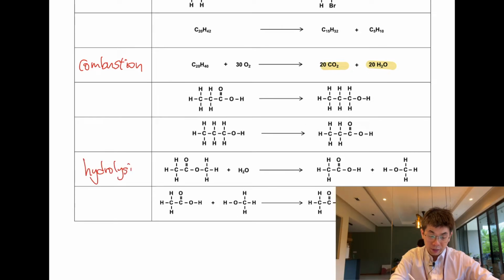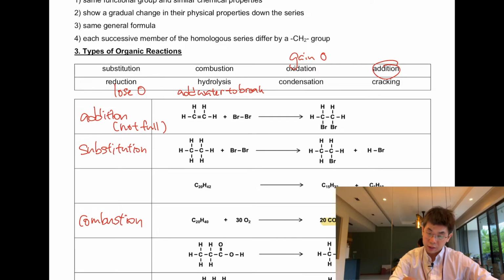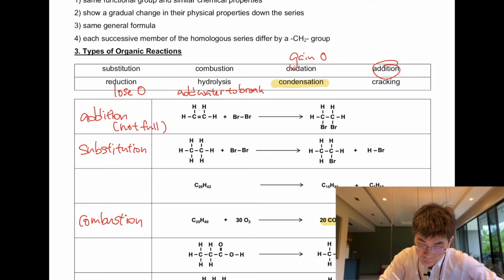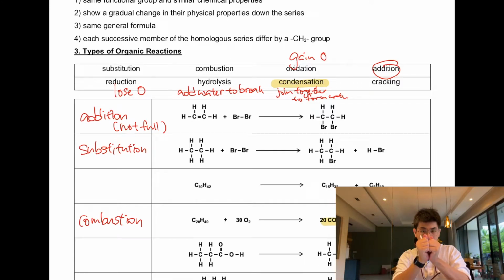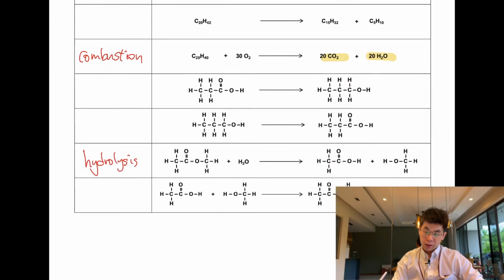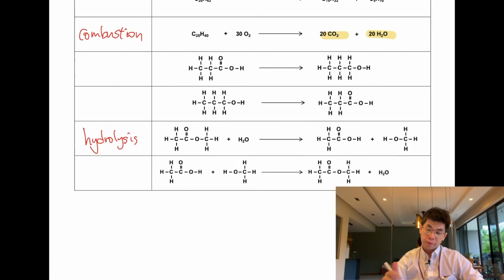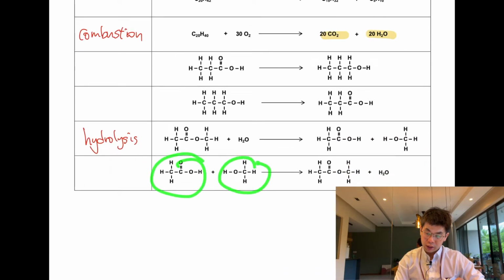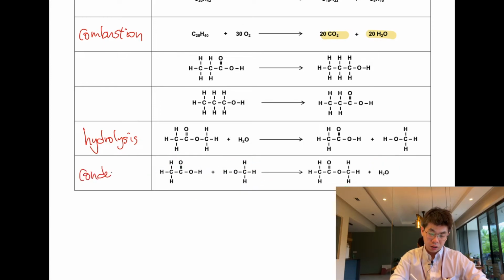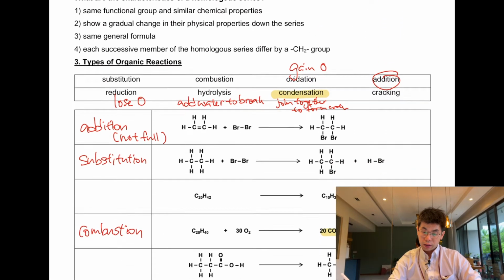And then one word that all of you should know is condensation. Condensation means two things joined together to form water. Okay, two things joined together, condense together, and then water comes out. So let's take a look. Anything that looks like that, yeah, over here. So I add two things together, right? And then water comes out. So this is considered a condensation reaction. Adding two things together and water comes out. Condensation. Right?